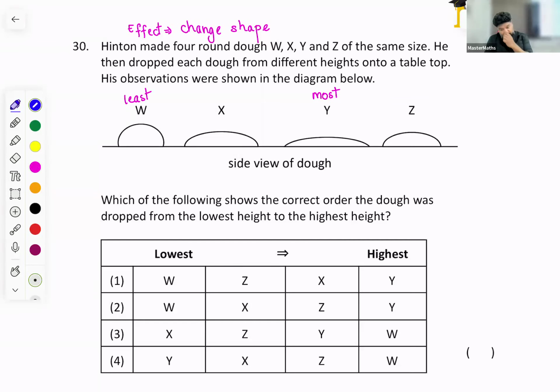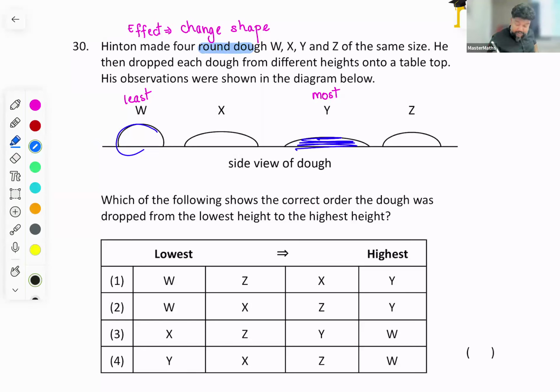Which one had the lowest height? Which one was dropped from the lowest height? Why? When I dropped from here, the thing became like that. But when I dropped from higher up, it remained as a ball. That cannot be right. He dropped a ball, right? It was still round.